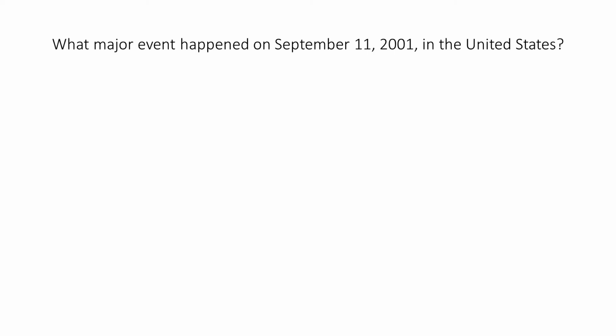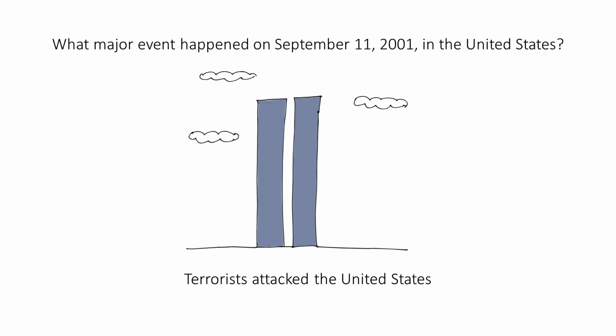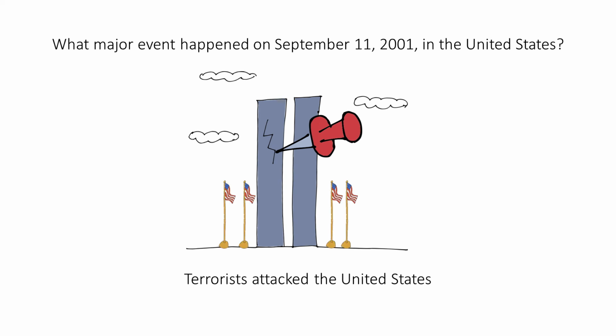What major event happened on September 11th, 2001 in the United States? Terrorists attacked the United States. Think of the Twin Towers, which look like the 11 in September 11th. To help you think of the exact phrase, think of attack causing a terrorist tear on the side of the building. To help you remember the United States, we will place a flag at the ground level of the buildings. So, terrorists attacked the United States.